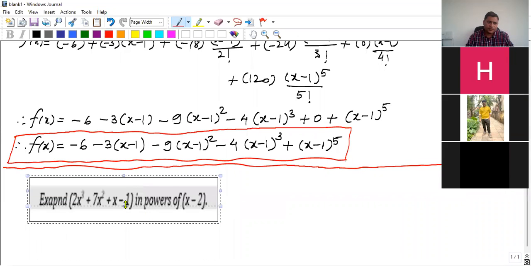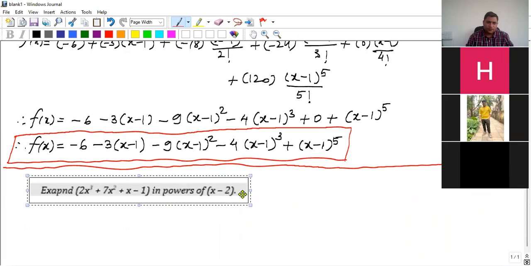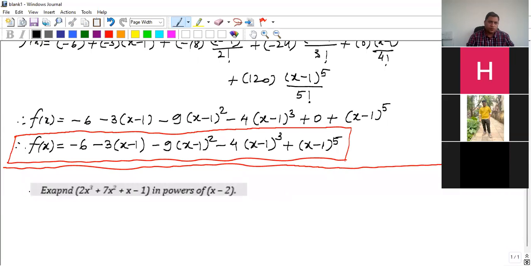So are you able to see this expression? Yes, sir. I'll read it again. This is: expand 2x cube plus 7x square plus x minus 1 in powers of x minus 2. So we have to expand this expression in powers of x minus 2.